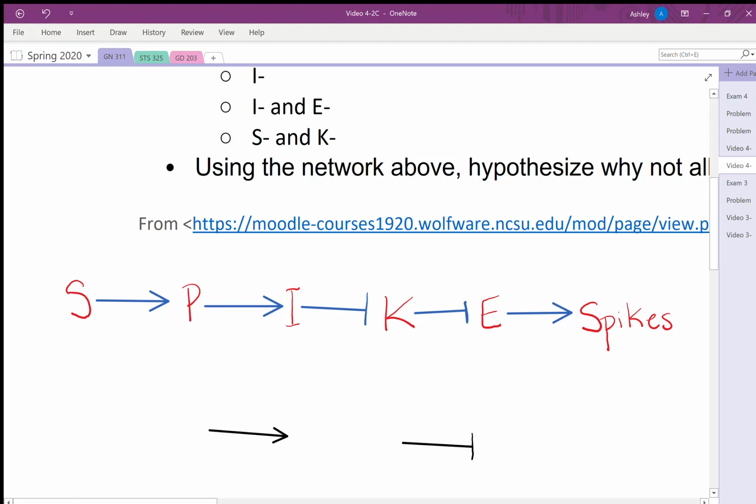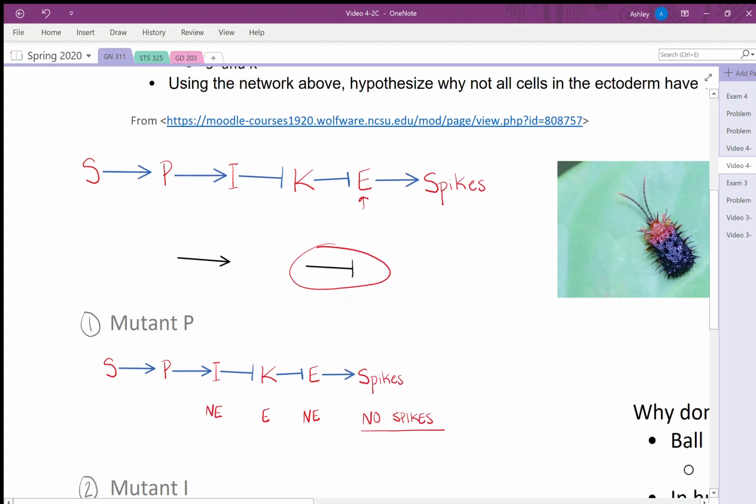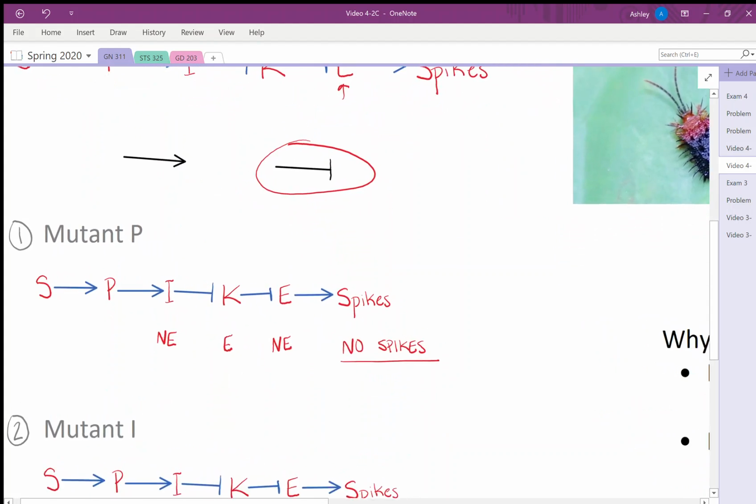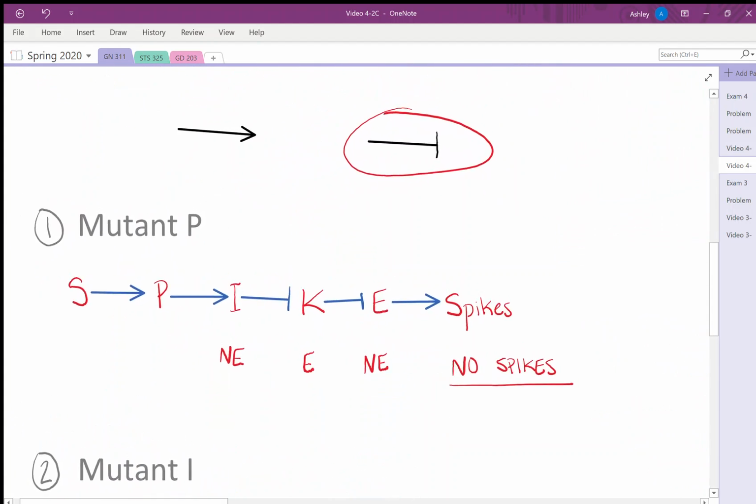For example, for spikes to be formed, E must be expressed. The T bars represent inhibition. To fully grasp this, let's look at some examples. For our first problem, there's a mutation in P, and we will assume everything else functions normally.